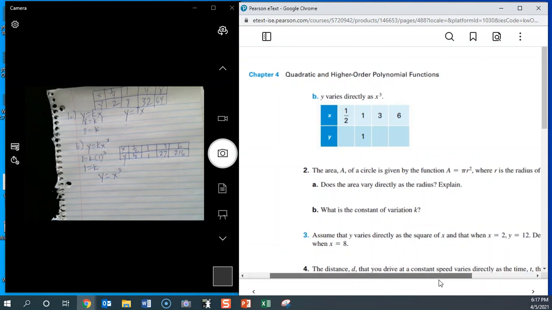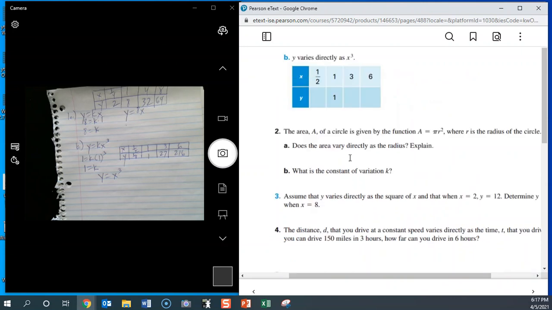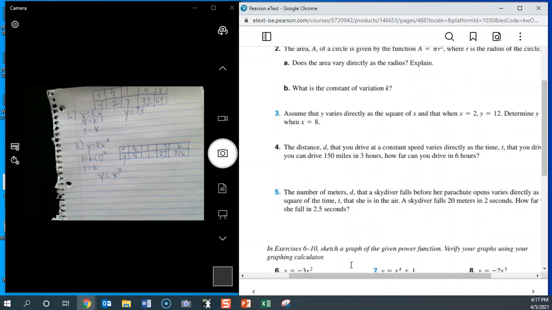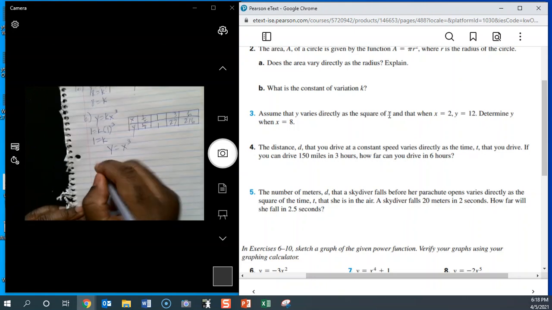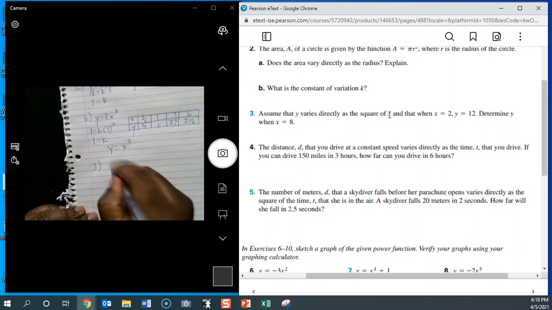All right, now we go down here to number 3. It says assume that y varies directly as the square of x, and that when x equals 2, y equals 12. Determine y when x is equal to 8. So we need to write out this initial formula, because it says y varies directly as the square of x. So we have y is equal to kx squared.